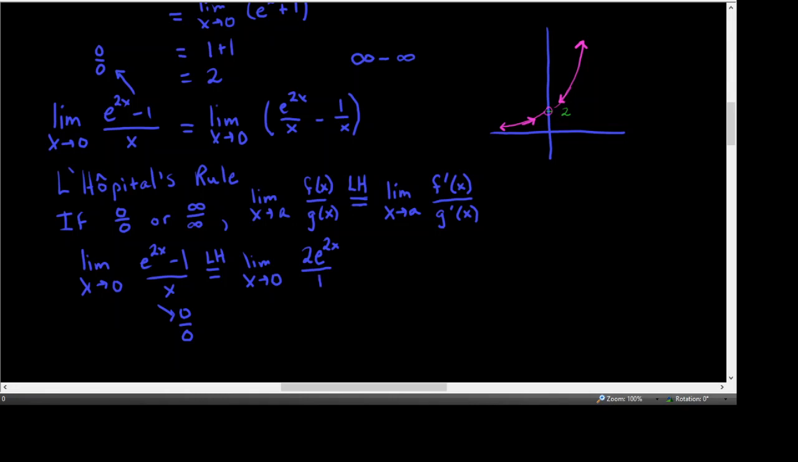And now there is no variable in the denominator, so we should try substitution at this stage, and that should be 2 times e to the 2 times 0, which is 0, which is indeed 2. Just as our numerical and graphical expectation was that it might be 2, we now know that it really is 2.